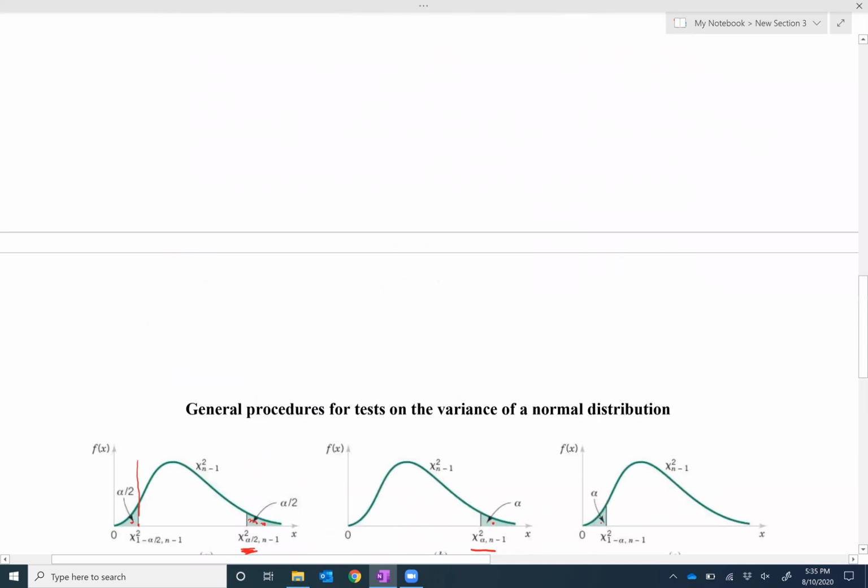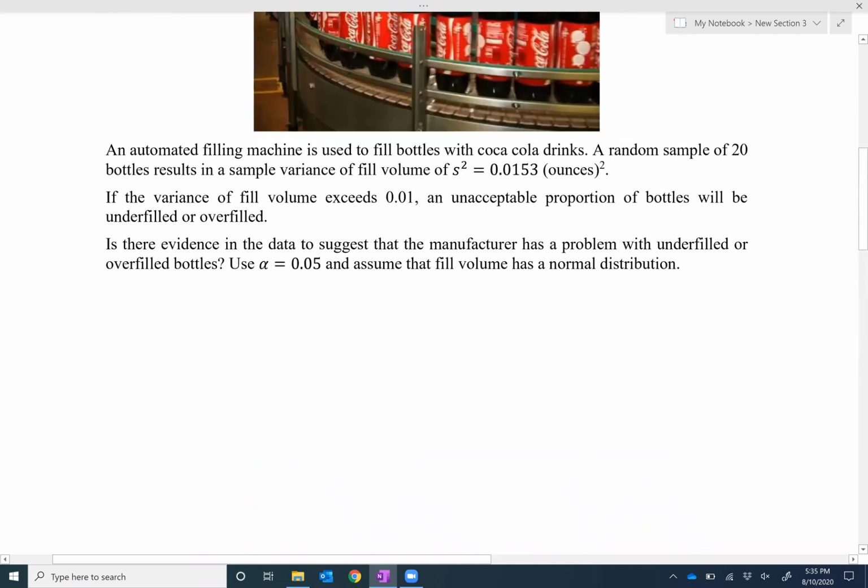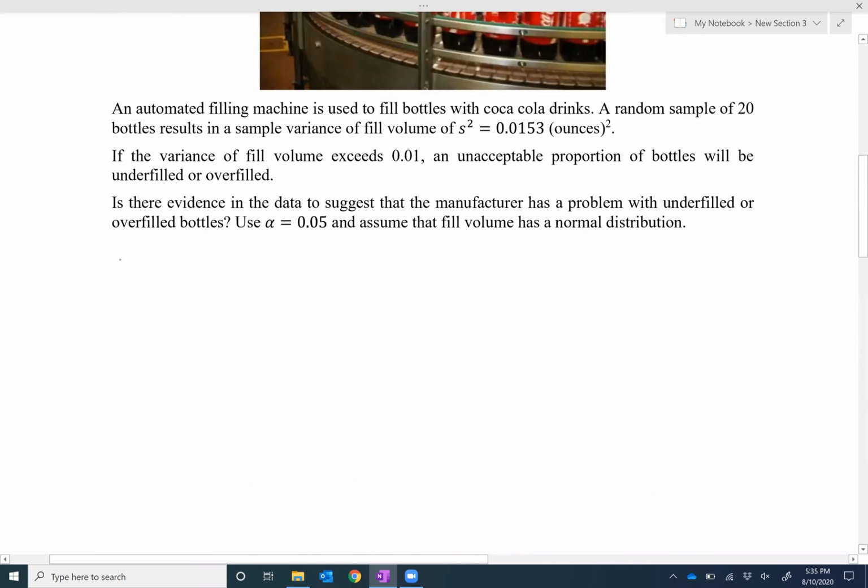Now, instead of just talking, let's do this exercise. Step 1: formulate the hypothesis. The null hypothesis is sigma squared equals 0.01, always equal. The alternative hypothesis is sigma squared greater than 0.01.